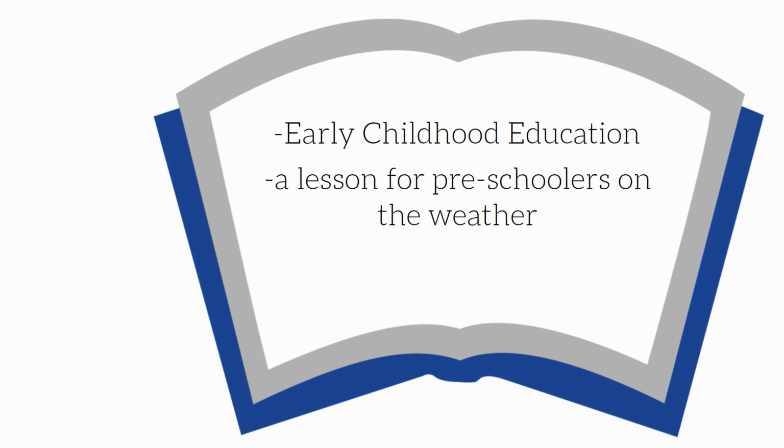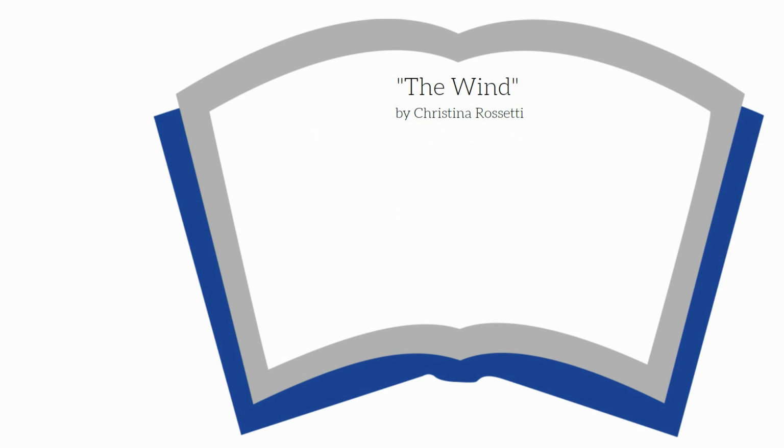Let's try again. For your early childhood education class, you are supposed to create a lesson to teach preschool students about the weather. You need to pick a story or poem to use and summarize it for your teacher in the lesson plan. Use the 5 W's and H to summarize the following poem by Christina Rossetti called The Wind.